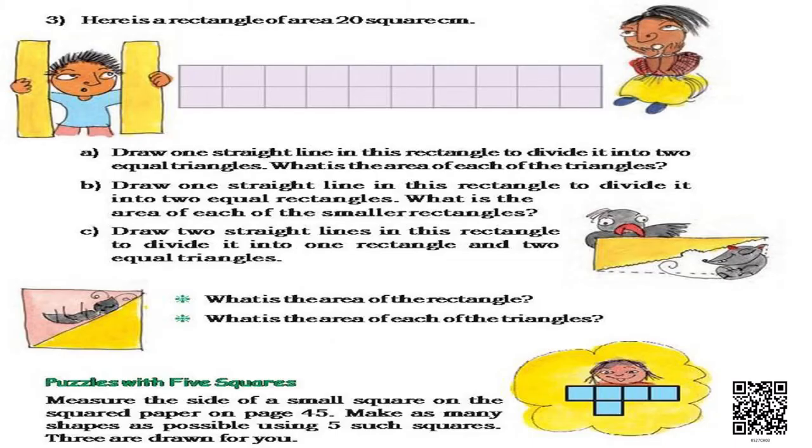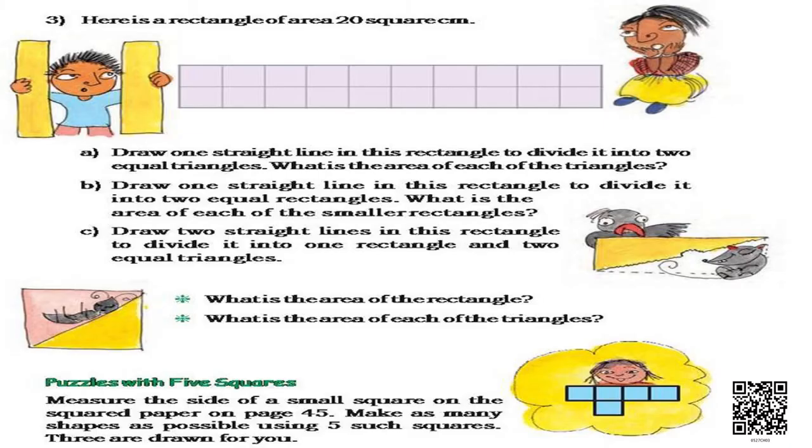Okay, students, let us do a puzzle. As you can see in your book, three shapes are already drawn for you. You can find out the area and perimeter by counting the number of squares, and you can come to a conclusion that each shape has an area of 5 square centimeter. As we already know that each square with a 1 centimeter side has an area of 1 square centimeter. So as we have 5 squares of equal shape and size, the total area is 5 square centimeter.